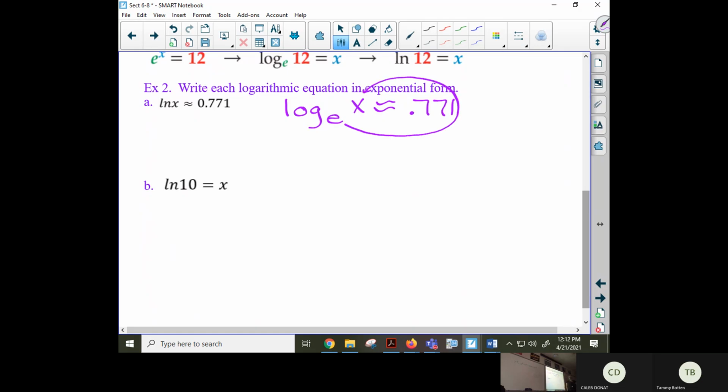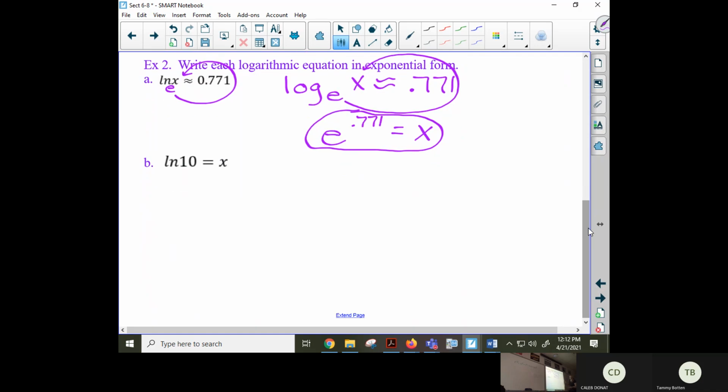So do you know what I would get? E to the 0.771 equals x. Now, if you can do that without writing it as log base e, you can just think, okay, there's an e there when it's natural log, and do your loop that way. I just generally write it like this first and then do my loop.